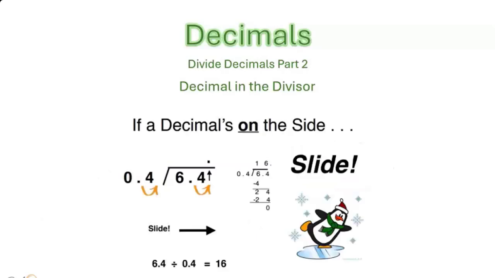In the last video, we learned that when there is a decimal in the dividend, we raise it to the roof. But when it comes to the divisor, we cannot have a decimal in the divisor. So we have to slide it over right by the door. So we call this slide and slide, because if you slide the decimal in the divisor, you have to slide the decimal in the dividend. And then once you do that, you raise it to the roof, and then you divide like normal.